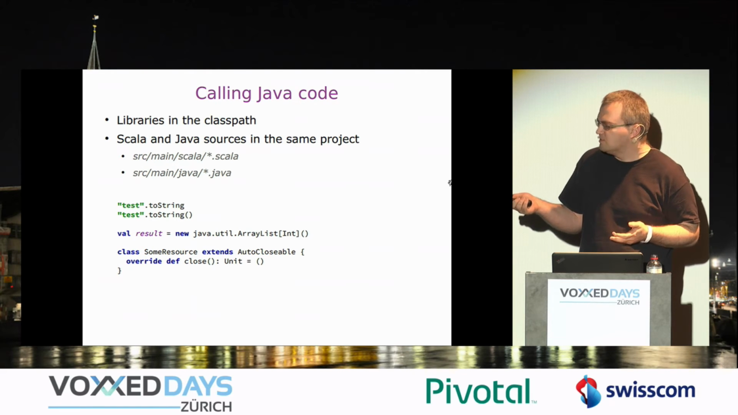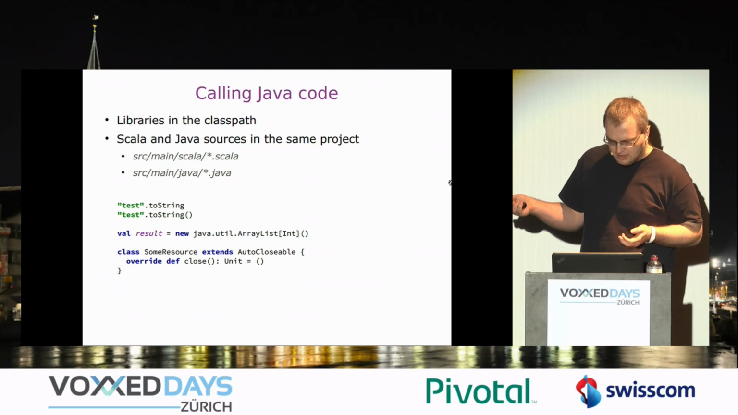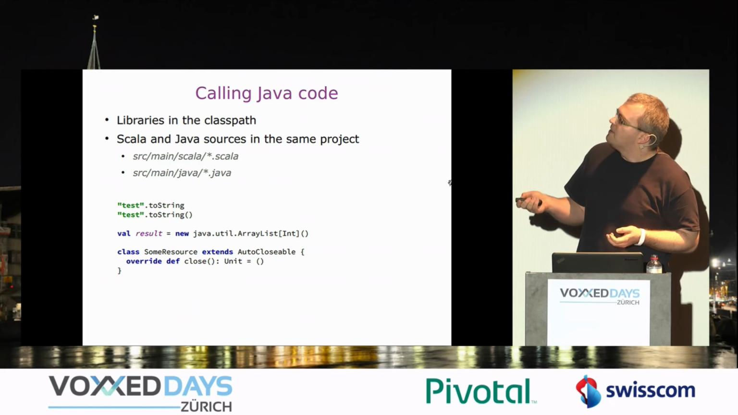Then if you want to instantiate an object, classic syntax, just different parentheses. So nothing very special to see here. We can extend an interface. We can implement a method. This is a method that does nothing. This means basically an empty block.